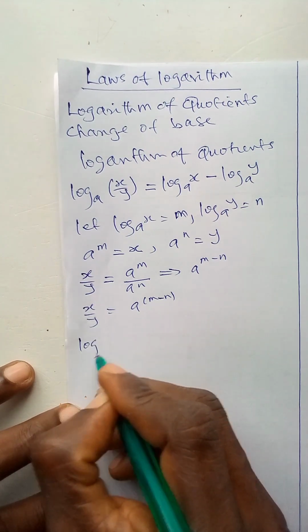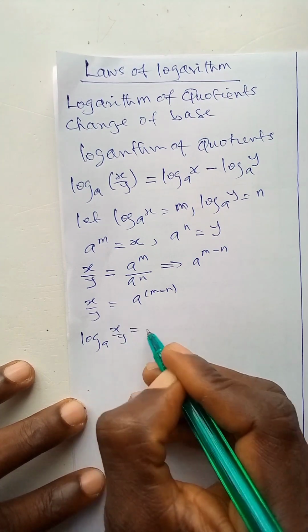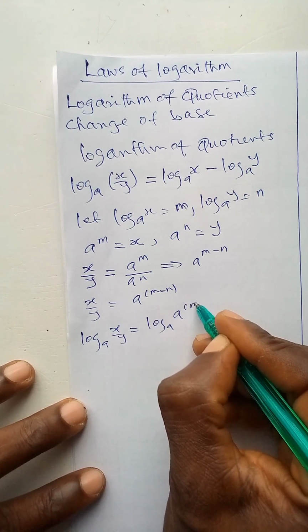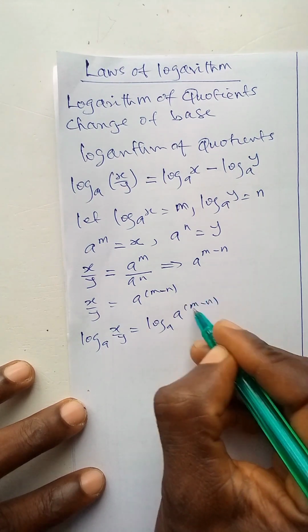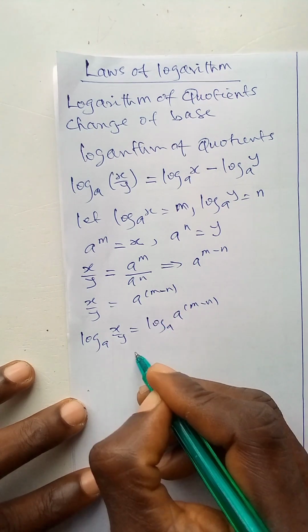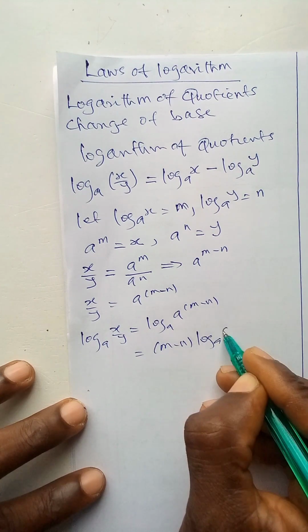If we take log to base a of both sides, I have log to base a of x over y is equal to log to base a of a raised to power m minus n. Now, this power m minus n, which is the power of this a, will come down to give me m minus n log to base a of a.